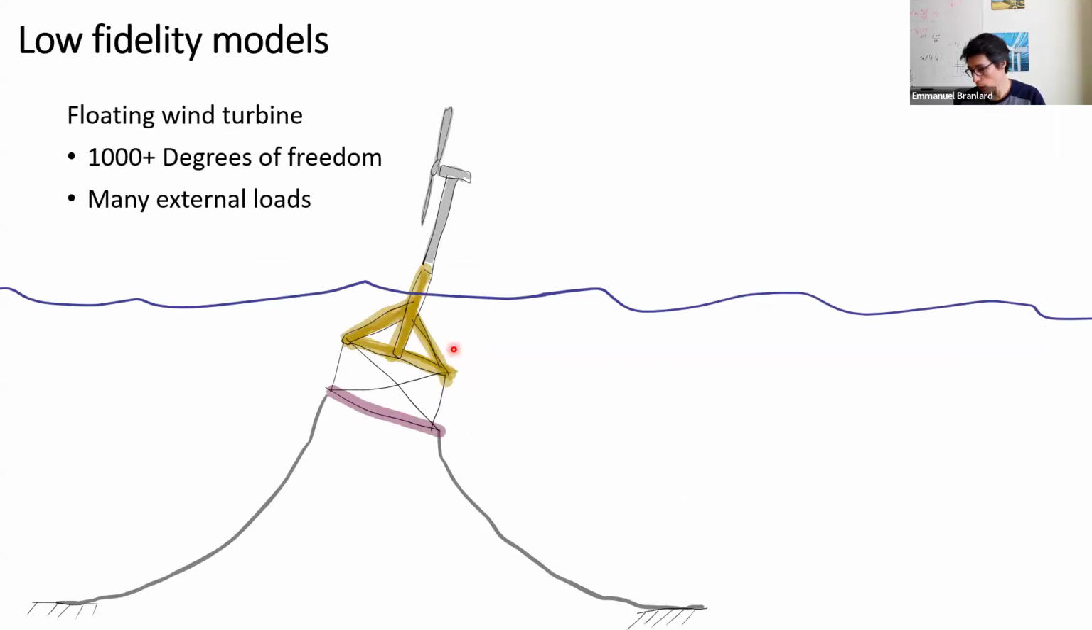What do I mean by low fidelity models? First of all, one of the most complex examples that we have is a floating wind turbine in our world. Depending on how you count, of course, we have thousands of degrees of freedom. We have external loads from the waves, the sea current, the atmosphere. So quite a complex problem.